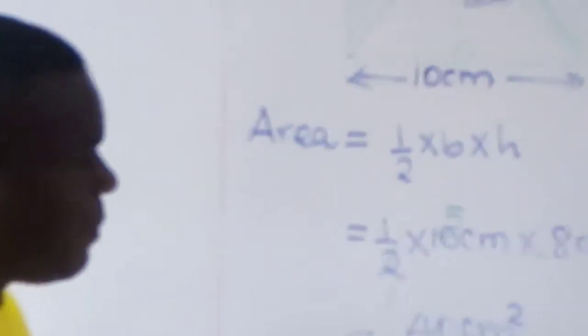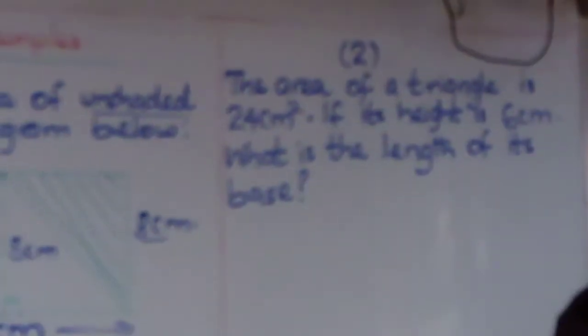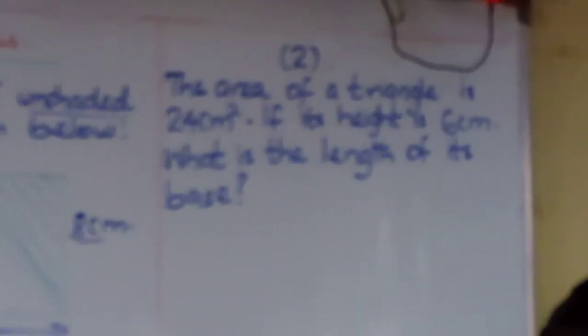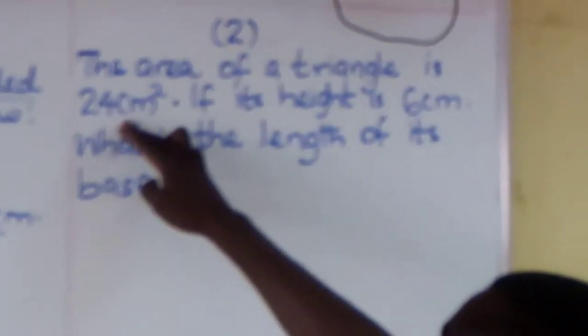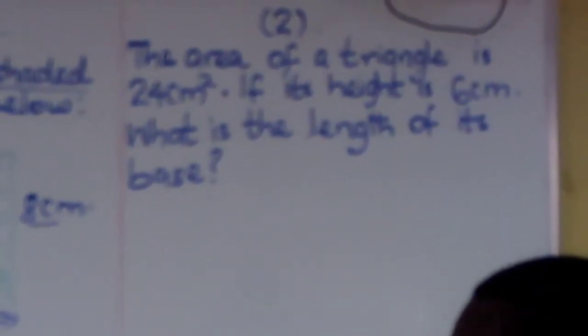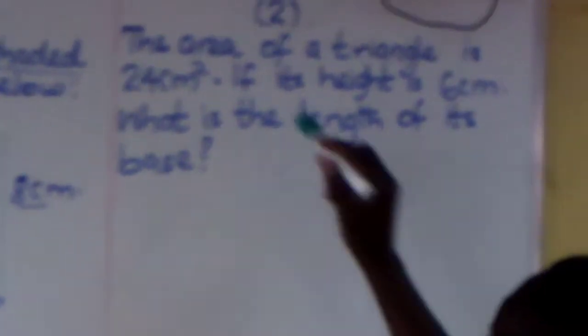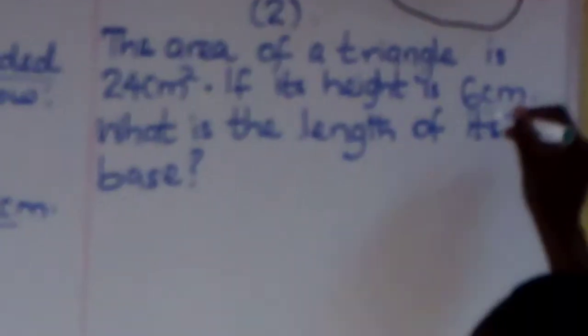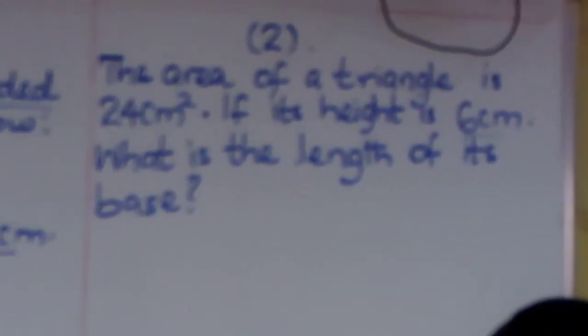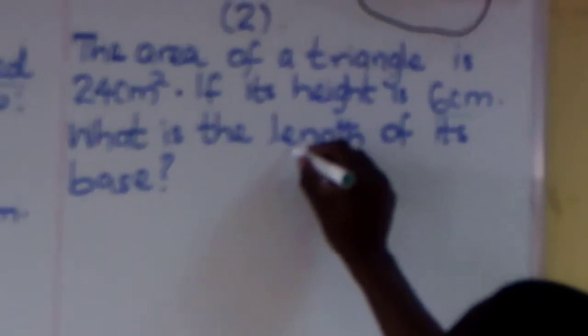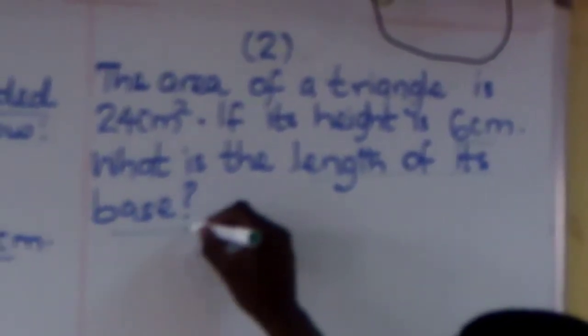Now, example number 2. We are not given a diagram; it is not drawn for us, but the question says the area of a triangle is 24 centimeters squared, or square centimeters. If its height is 6 centimeters, what is the length of its base?